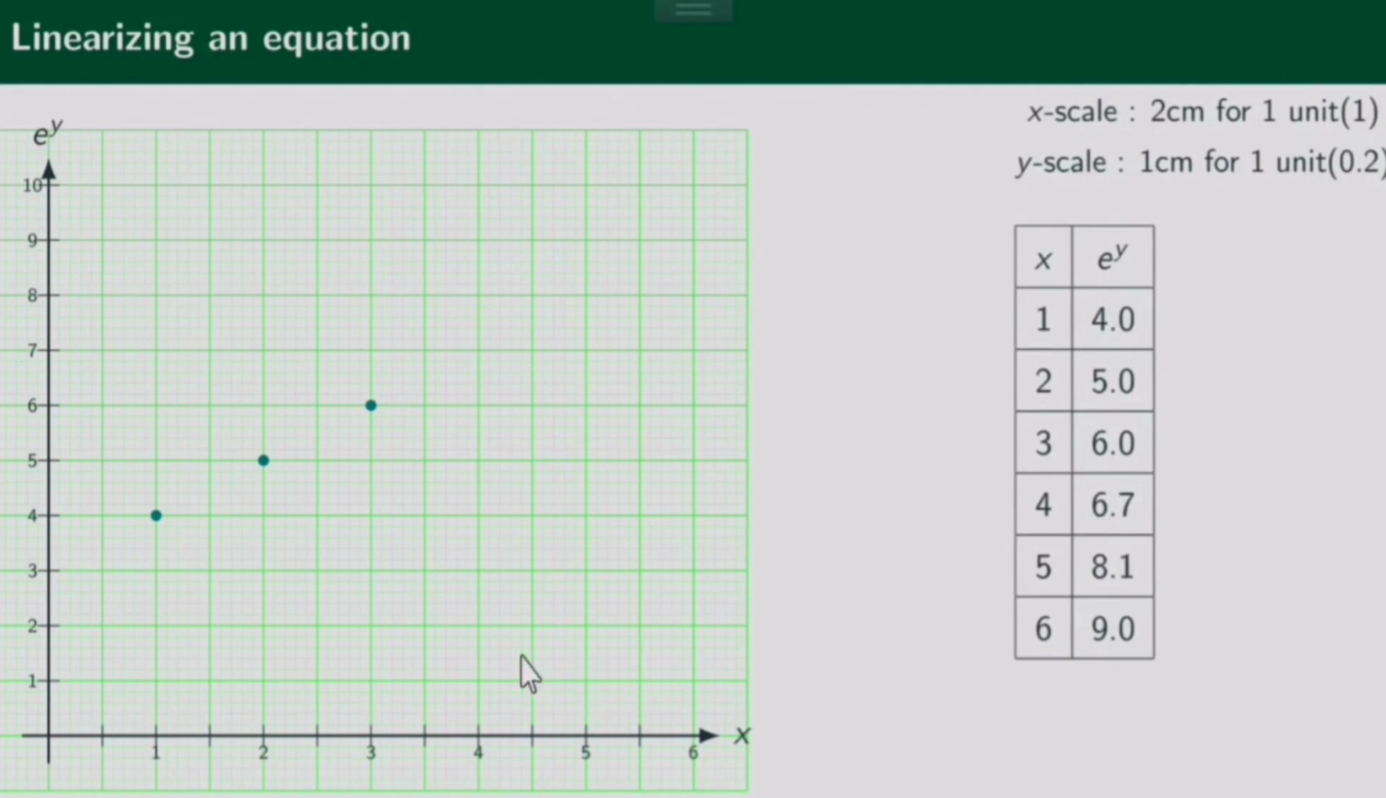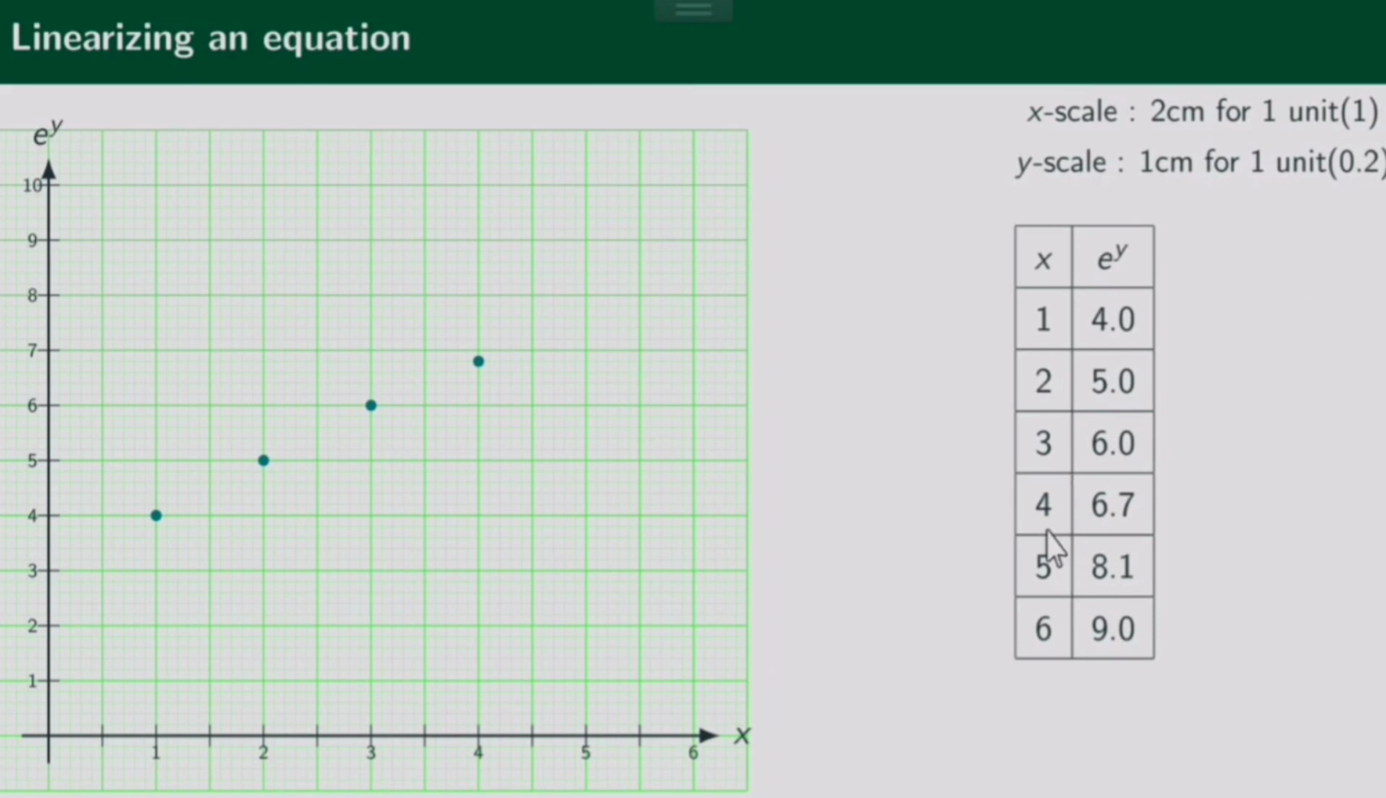X is 4, y is 6.7. Now the precision comes into play. This is 6, and each of these sub-squares is 0.2. So 6.2, 6.4, 6.6. So 6.7 is in between 6.6 and 6.8, so I round it off to 6.8. So I plot it at 6.8. So x is 4, y is 6.8. We don't plot inside those boxes; we plot only in order to obey the precision.